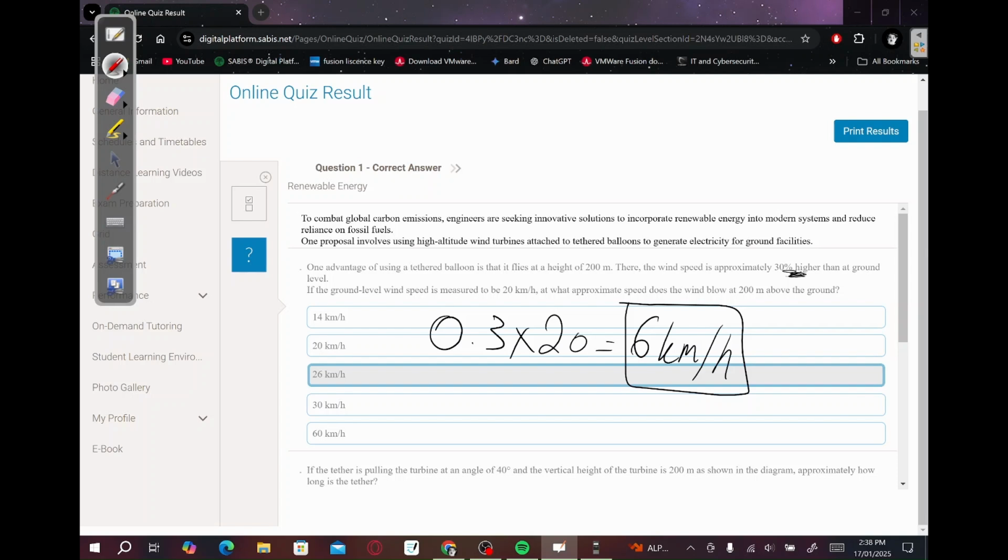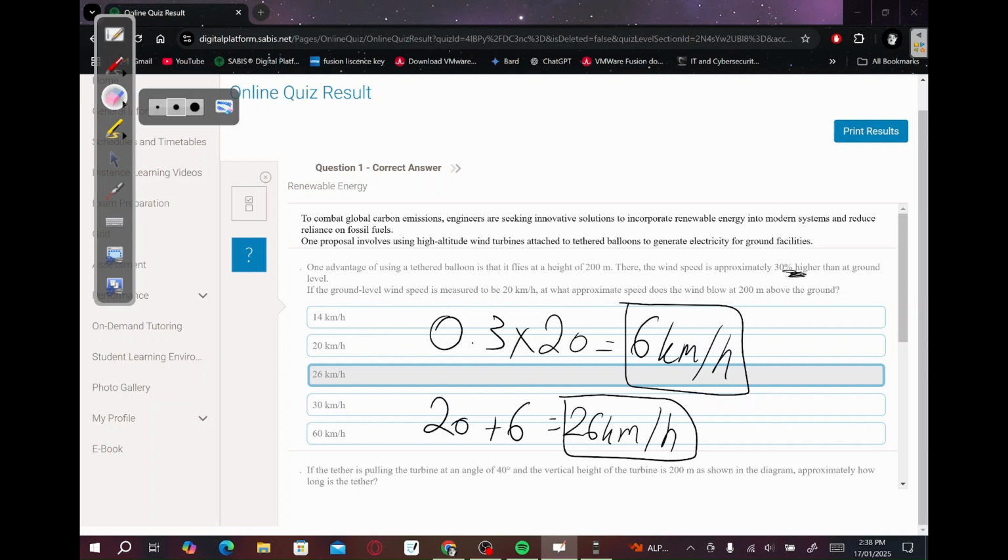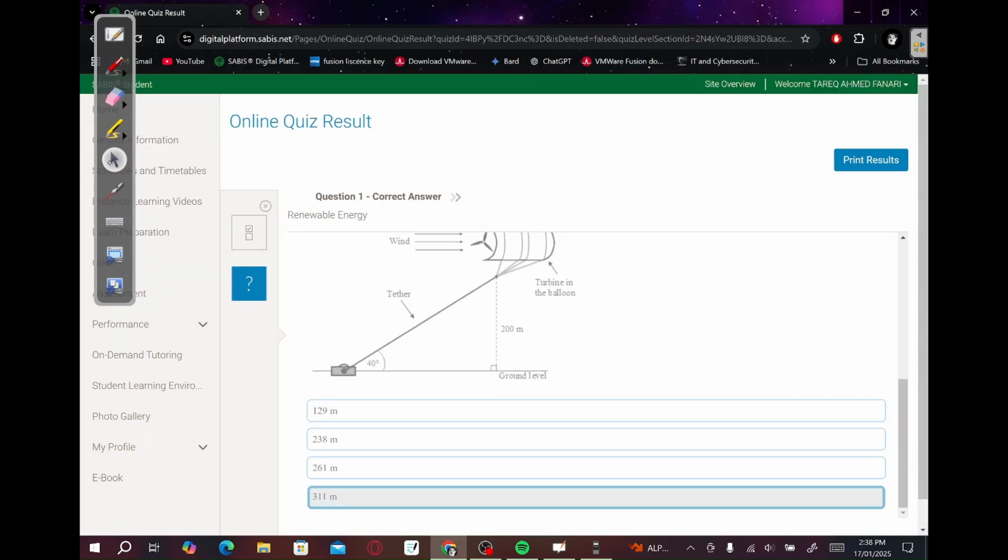Okay. Now what we're going to do is add it to 20. 20 plus 6 is equal to 26 kilometers an hour, and this is our speed up at 200 meters. Okay. There's a part B. So let me just go to it.